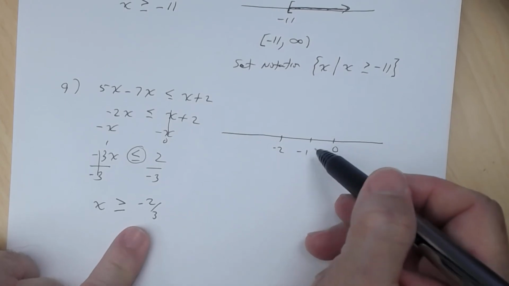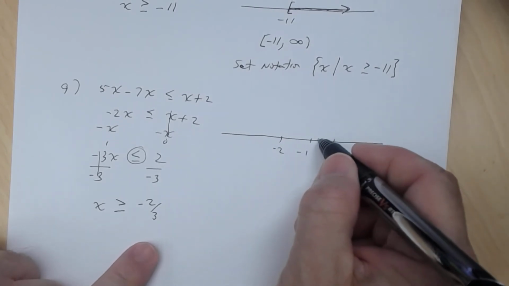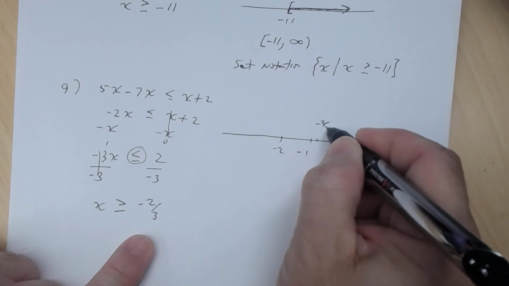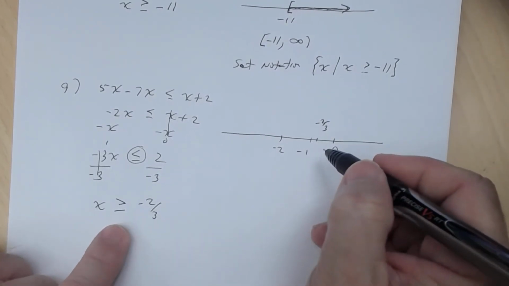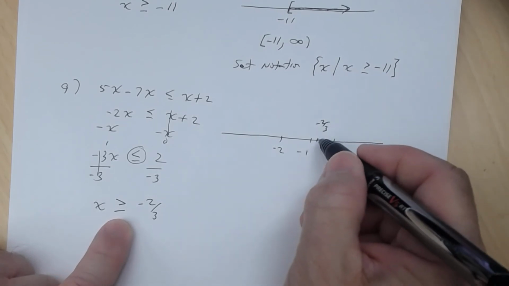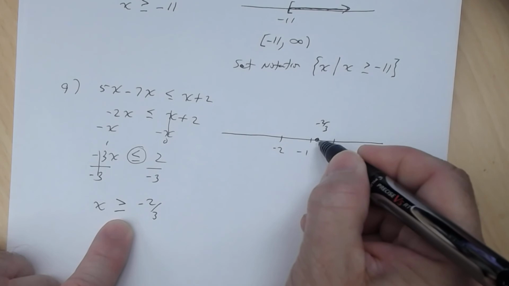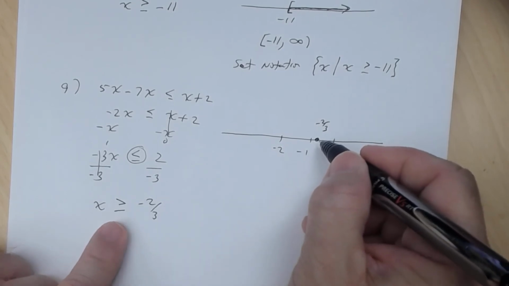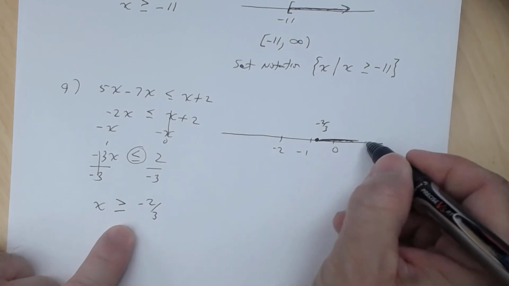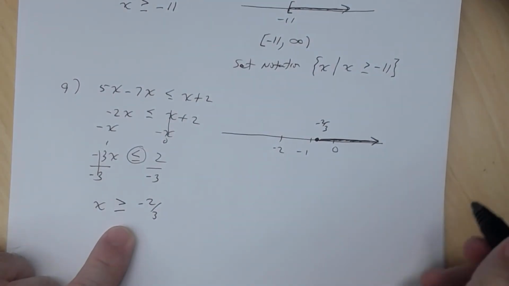So remember, negative 2/3 is negative 0.66666. So let's say it's about right here. So that's negative 2/3. Since negative 2/3 is also a solution because of the equal sign, I'm going to put a closed circle or a bracket, it does not matter. I'm graphing all the real numbers to the right, because greater than or equal to the right of negative 2/3. So that's what the graph looks like.